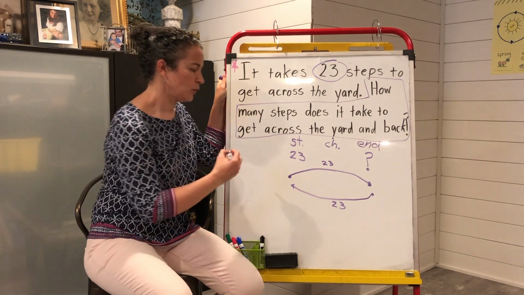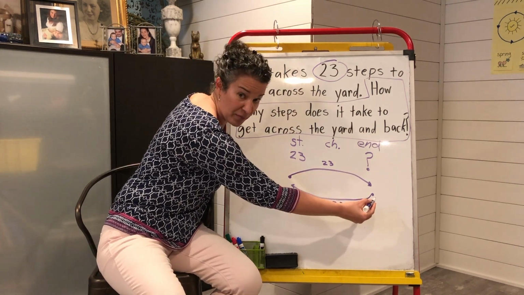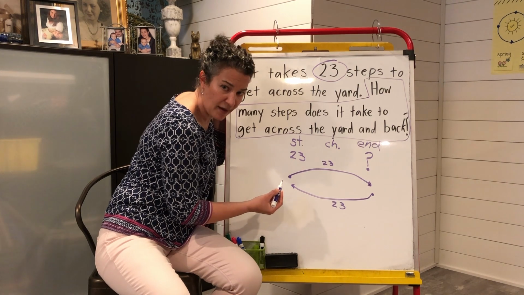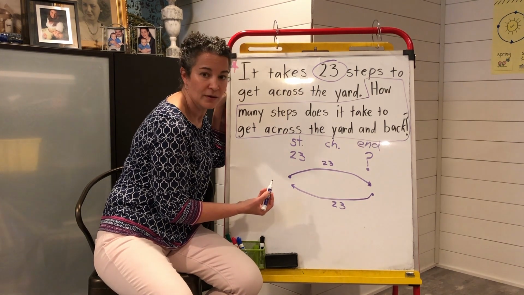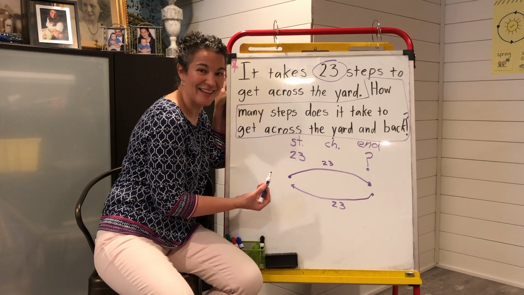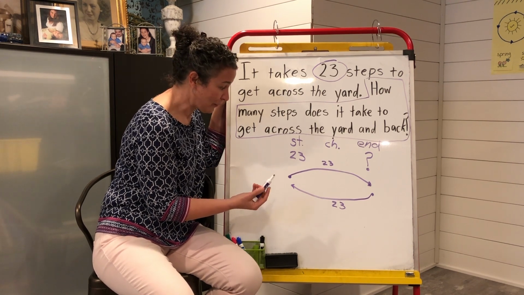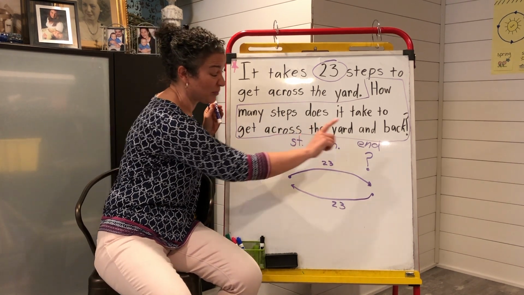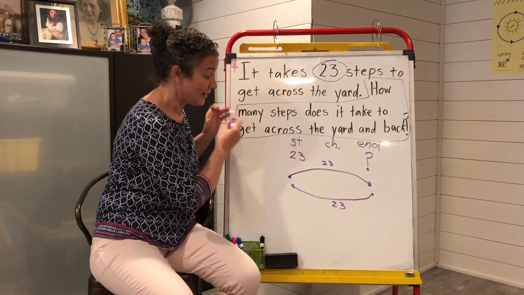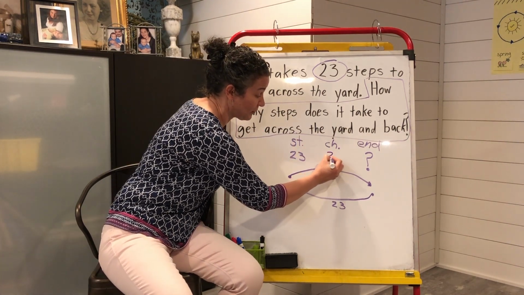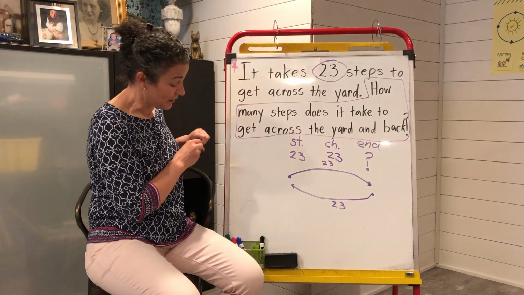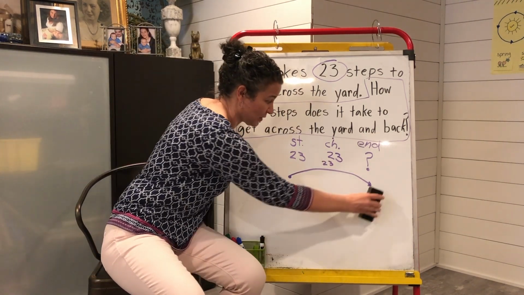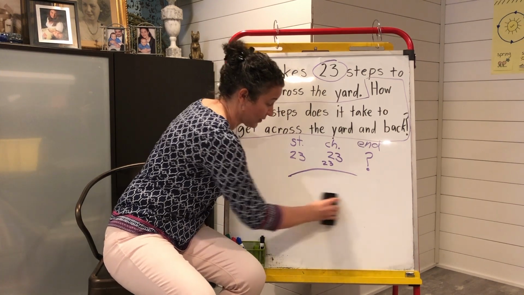So if it takes her 23 steps to get over there, how many steps does it take her to come back? Yeah, it's going to take her 23 steps to come back. Oh, you know now. I like that you know now. Yeah, my friends, if it took Penny 23 steps to get over there, it's got to take her 23 steps to get back. So that means our change has got to be 23. Now let me erase this so we can see it.